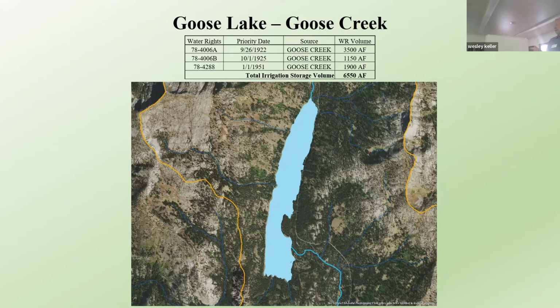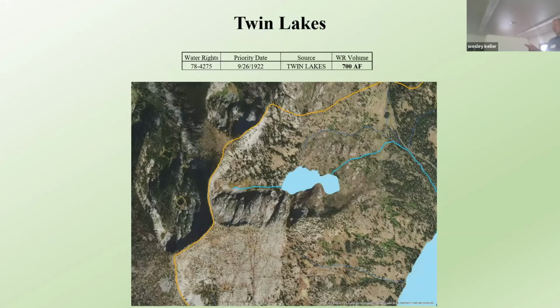Next is Twin Lakes, which is a natural lake. I'm not exactly familiar myself with how the impoundment structure works, but it is impounding a natural lake. So the source is actually listed as Twin Lakes, and that authorizes a storage volume of 700 acre feet. And that's 700 acre feet in addition to the natural volume of the lake.